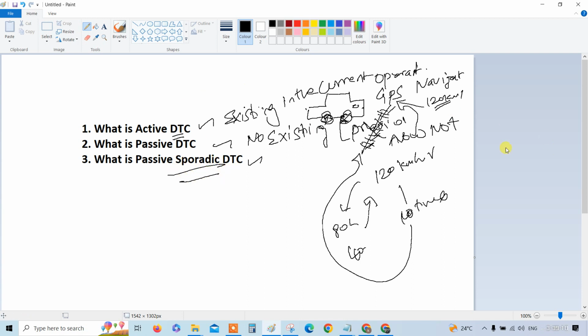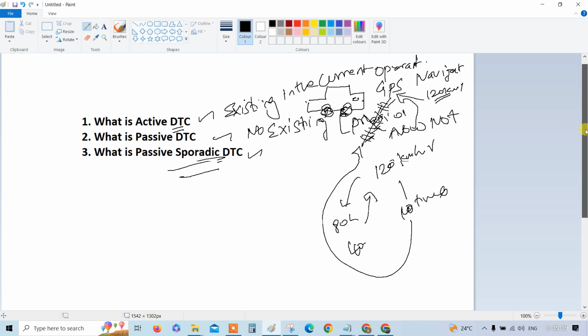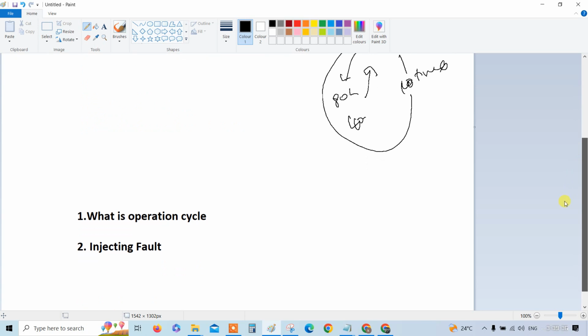It's very simple. Like before you go to a doctor, you may feel you have a fever, but by the time you go to the doctor, you are feeling okay. That is a kind of passive sporadic. Sometimes it happens, not every time. That is what this is.